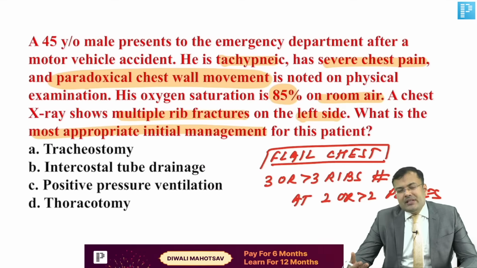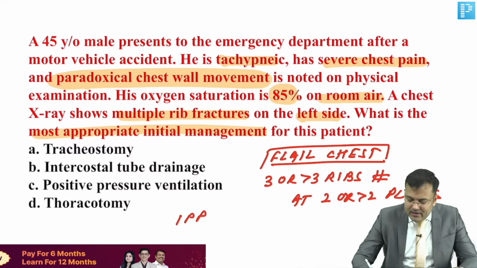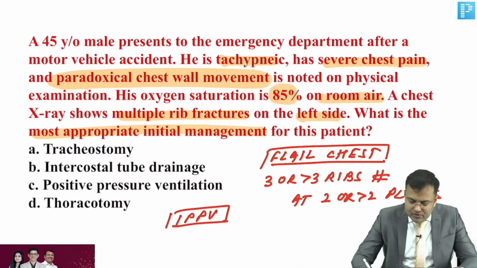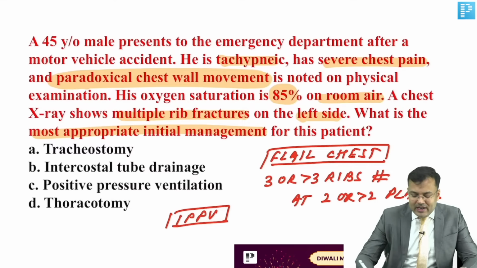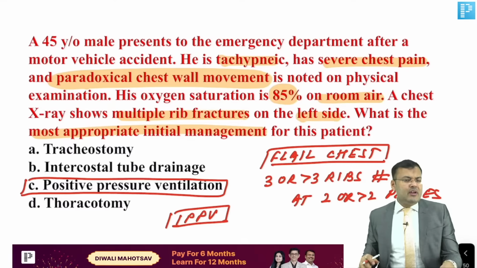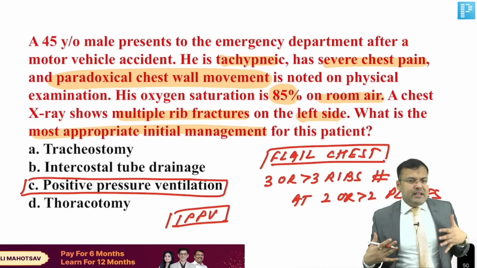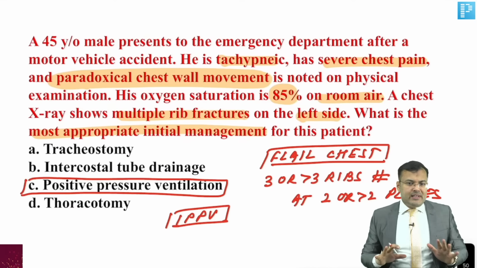And whenever the patient is having respiratory failure in flail chest, we give IPPV. And what is IPPV? All of you know, that is intermittent positive pressure ventilation. So, guys, what is the correct answer here? It's intermittent positive pressure ventilation. If the patient is not having respiratory failure, in that case only oxygen inhalation, analgesia and physiotherapy is sufficient.